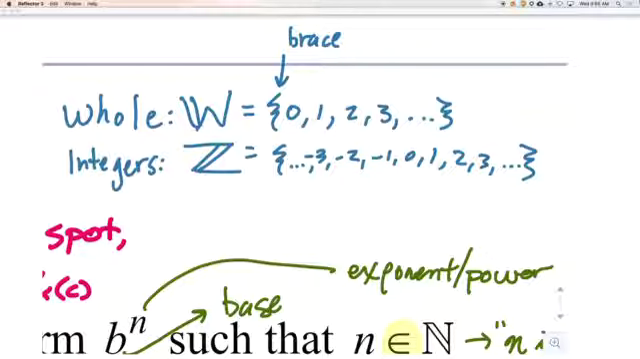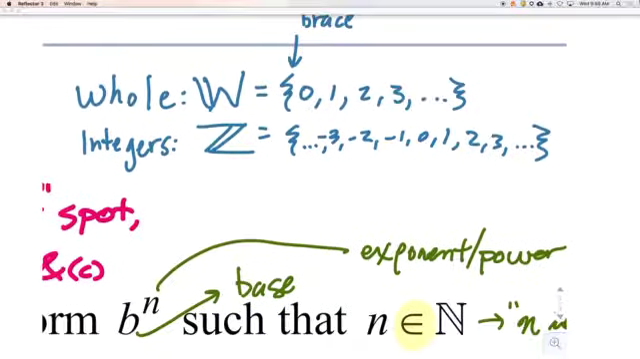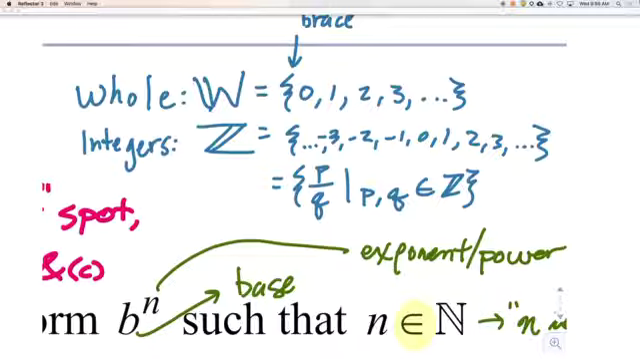If we add all the fractions, we take all of these numbers, because you can put these over 1, and then we add all the other ones, we get the set of numbers that are like this. It's the set of numbers of the form P over Q, such that P and Q are integers. Ooh, look at that. Let's talk about sets real quick. And again, this is review.